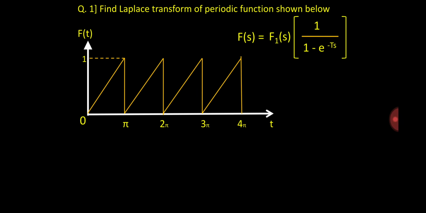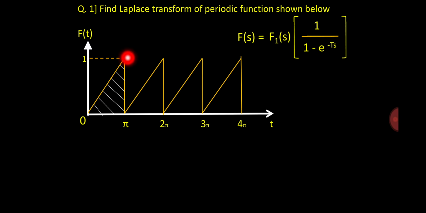In the Laplace transformation, first of all, we will find F1(s), that is the Laplace transform of the first cycle of the periodic function. After observing this function carefully, we can easily find that from 0 to pi we have the first function, and in 0 to pi we have two variations. The magnitude of the function is increasing from 0 to 1, but it is increasing linearly. So the first is nothing but a ramp. This function is a ramp function or ramp signal.